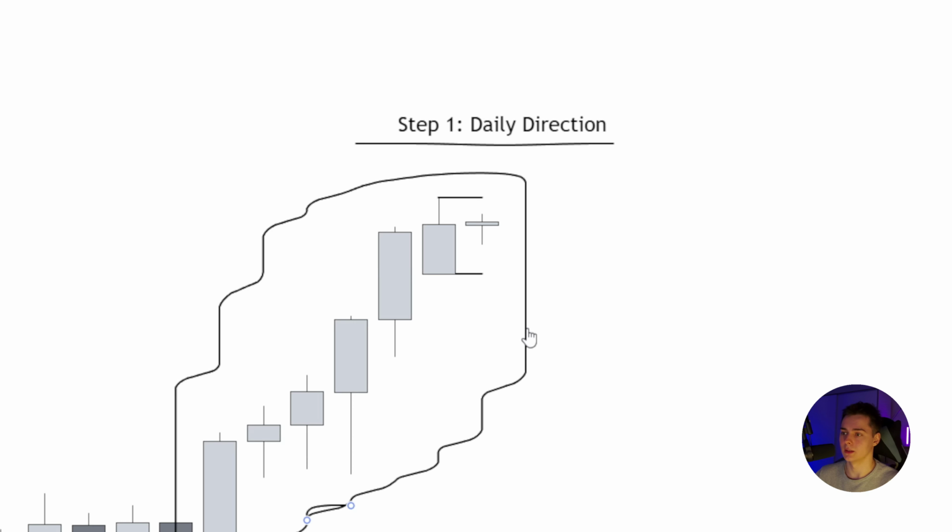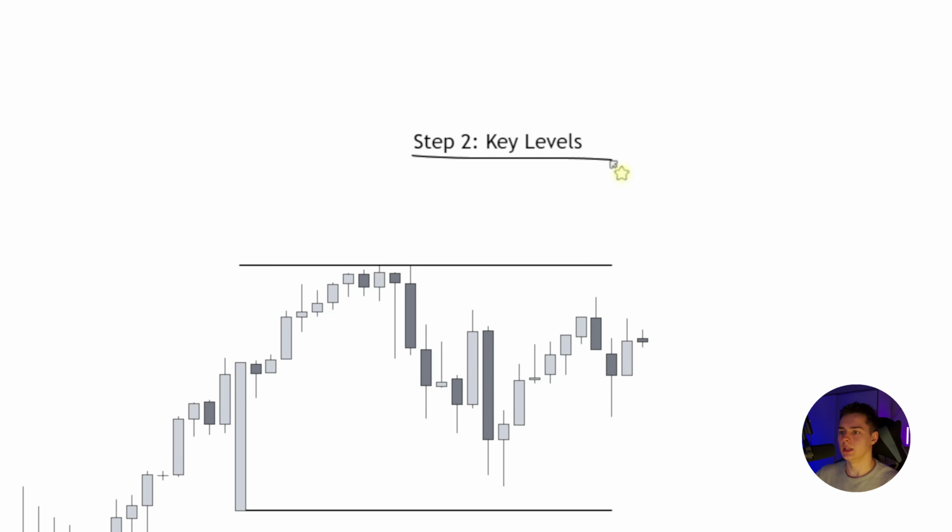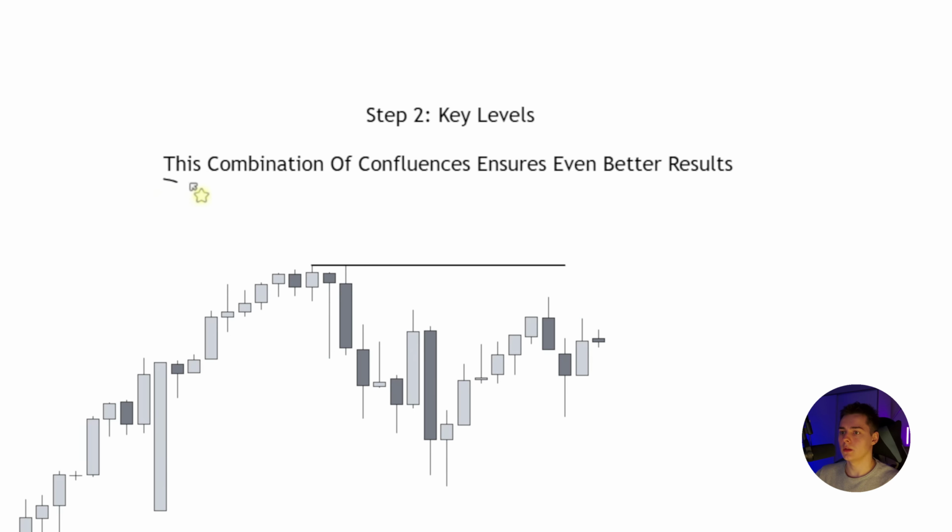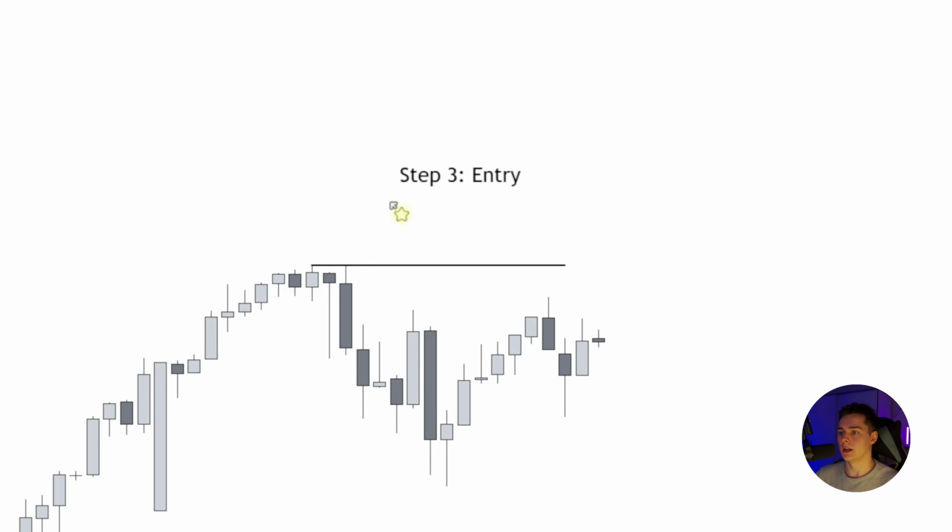of trading against it. So as usual, we are going to mark out key levels, and as you can see, the previous day high aligns perfectly with our already existing relative equal highs. Now this combination of confluences ensures even better results, because now we have two things aligning perfectly with each other. So we have done the analysis beforehand, so we're already going to enter the trade.